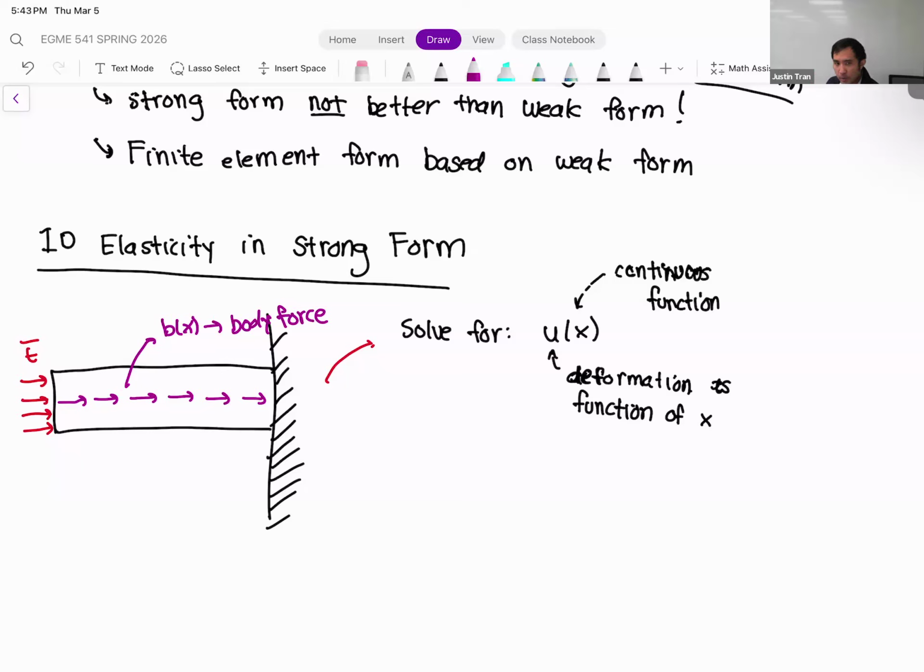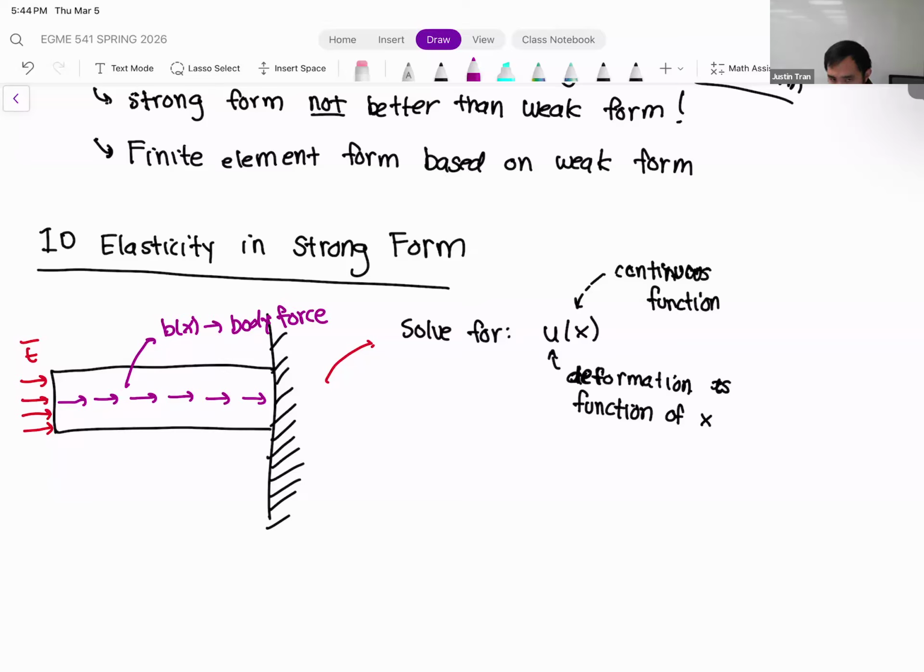Some common examples of body forces that we see in reality are gravity, right? When gravity applies force on an object, it applies it throughout your entire body because you're sitting in a gravity field. Another example could be an electromagnetic field, some kind of electromagnetic field that's pulling you in a certain direction.